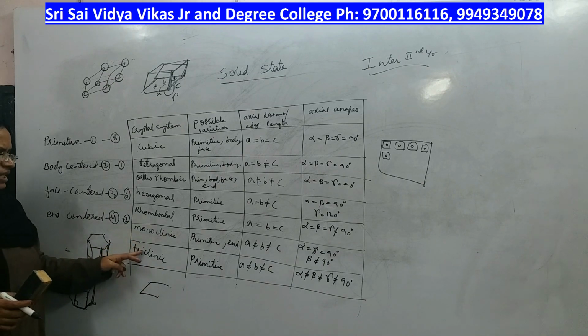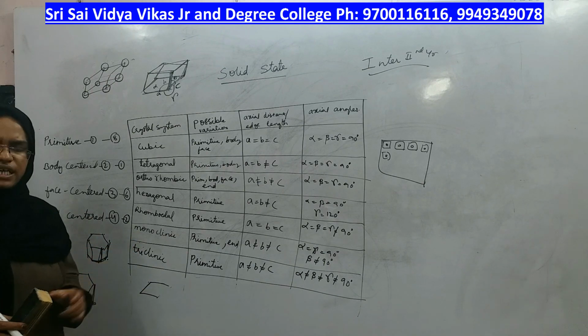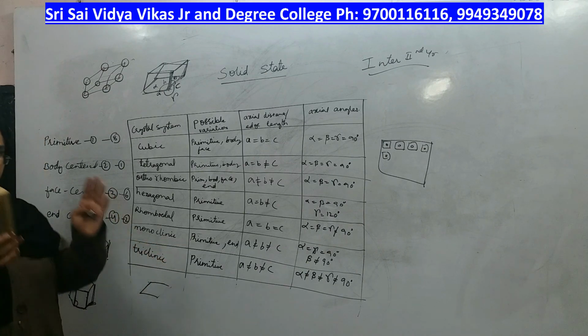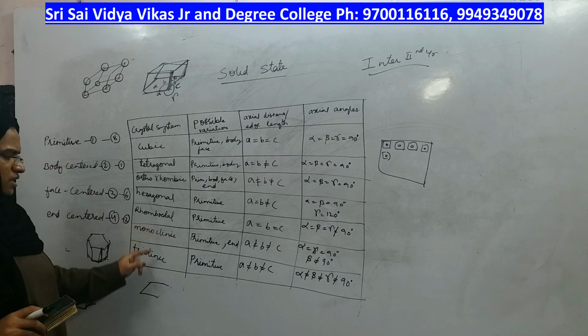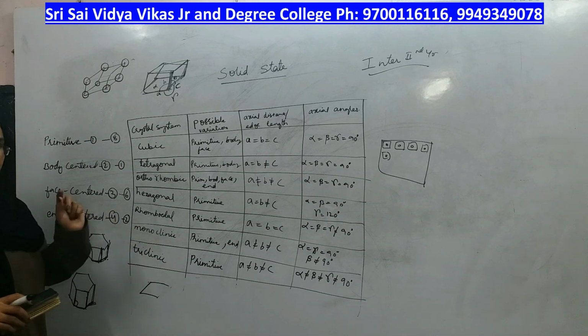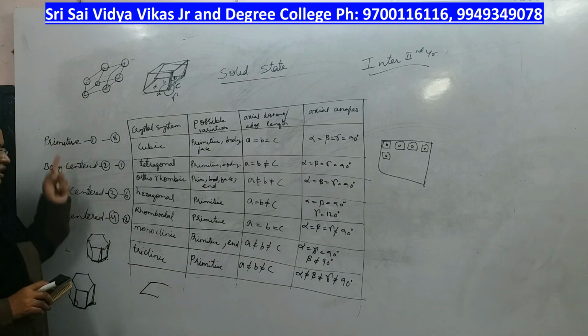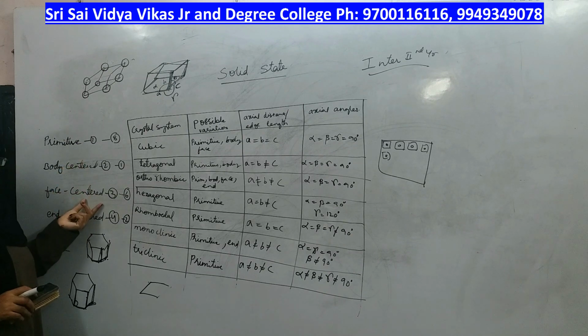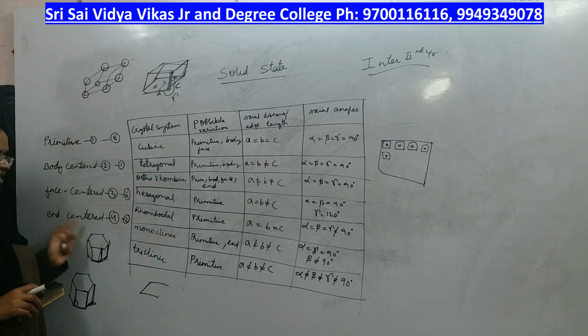Coming to monoclinic and triclinic. Monoclinic and triclinic are like walls. Monoclinic means straight walls and triclinic means a slanting wall. In these two also, monoclinic can have primitive and end centered. Monoclinic cannot give the second and third type, it can give the first and the last type only.